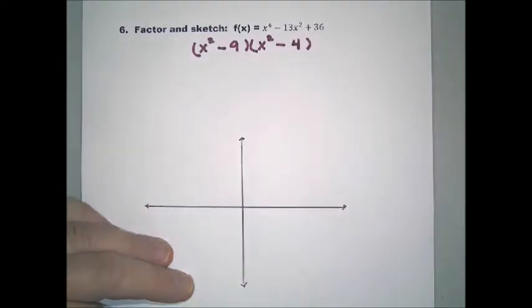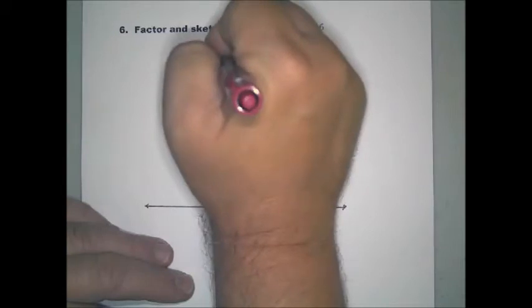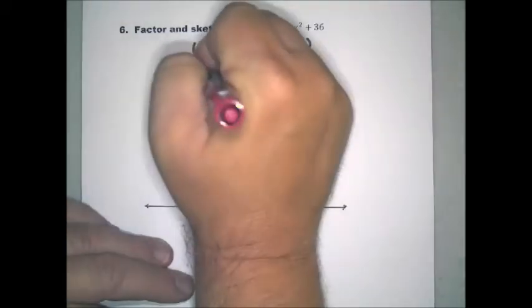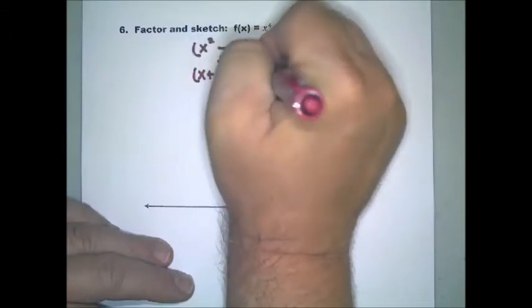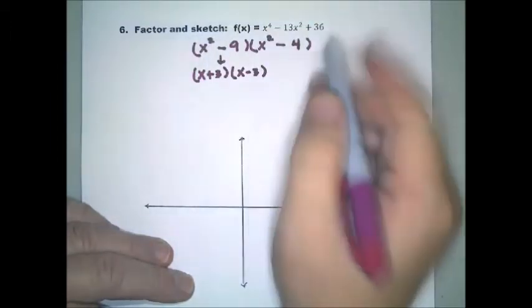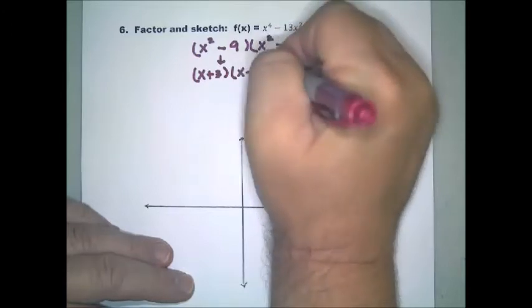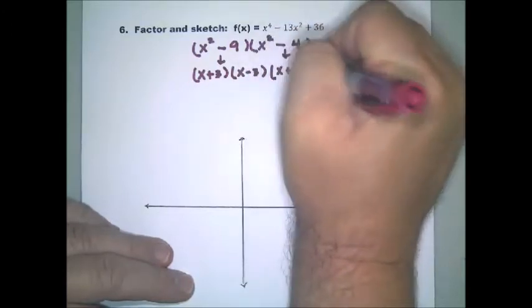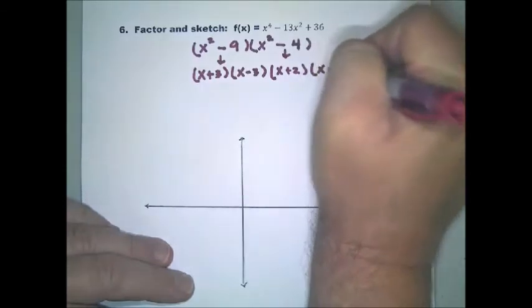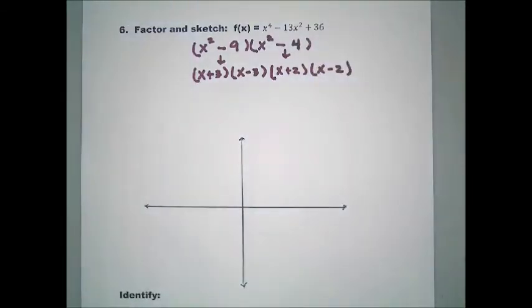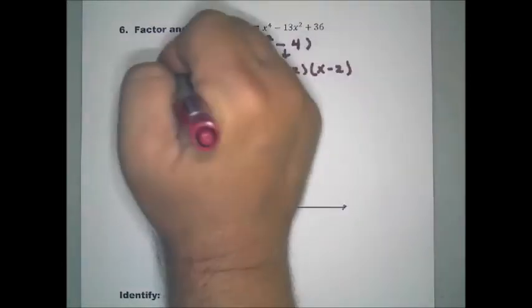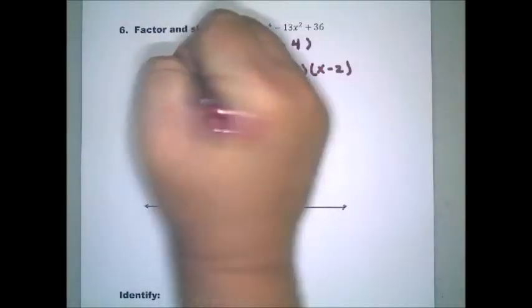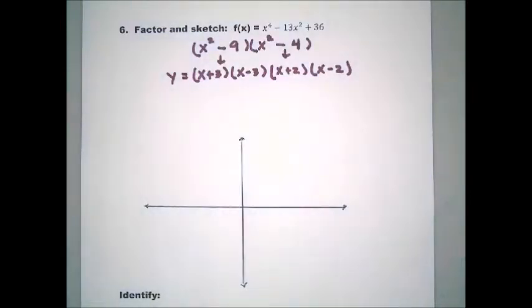Now, each of those can be broken down because they're both differences of perfect squares. So that would be x plus 3, and that would be x minus 3, and this would be x plus 2, and that would be x minus 2. And I could put f of x equals, but I'm just going to put y equals. It's going to help me out a little bit when I think about the y-intercept.